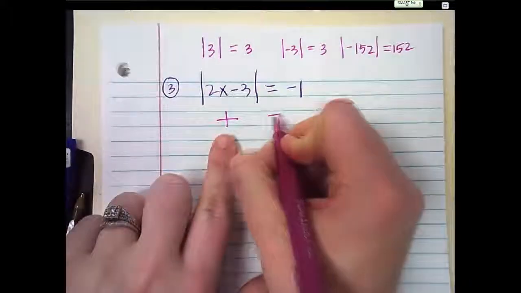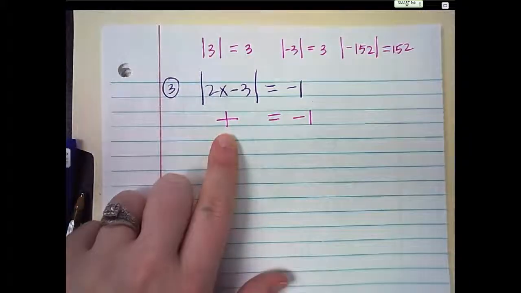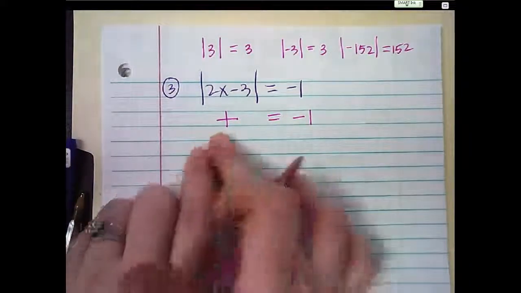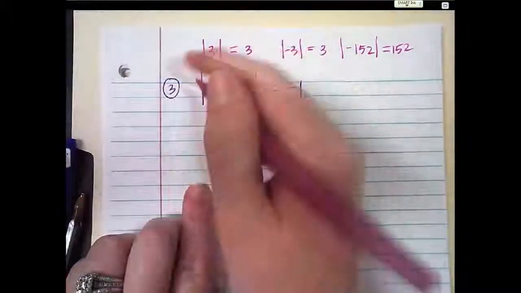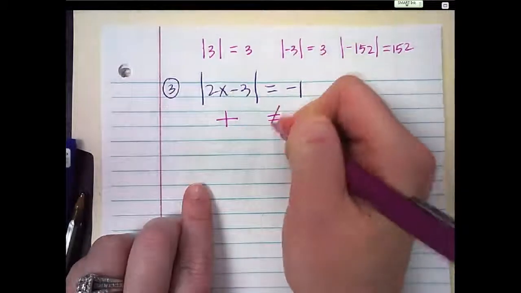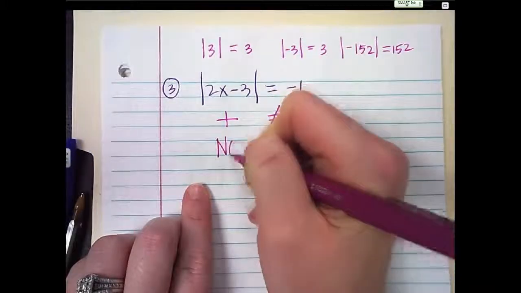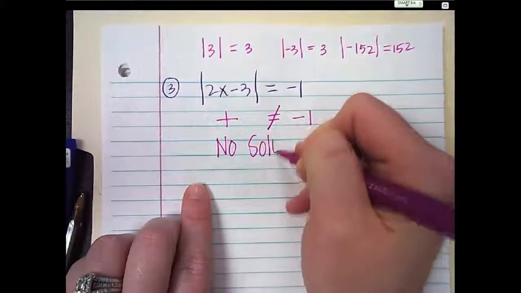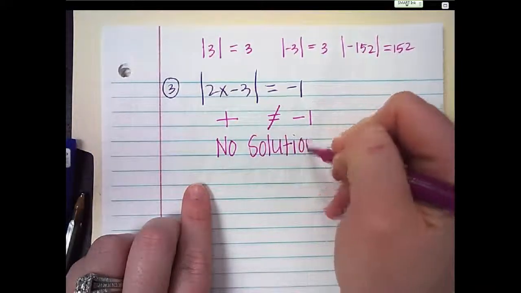Can a positive ever equal a negative? No. So what is the answer to this entire problem? Not equal. Not solvable. So no solution.